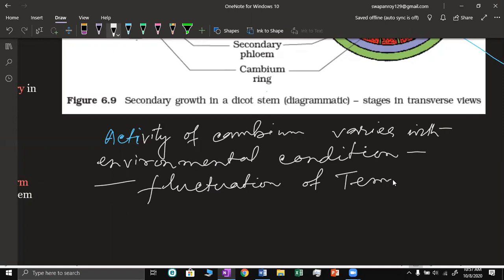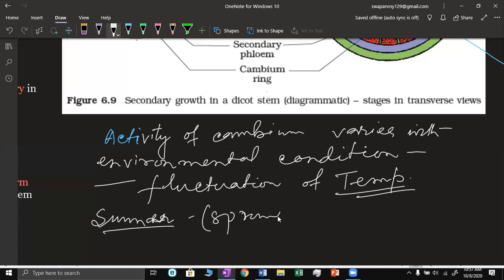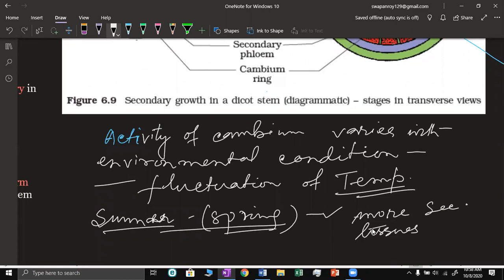All right, by fluctuation of temperature. So what happened during the summer or during the spring season, which is very favorable for growth and development? During this period, more secondary tissues are produced.